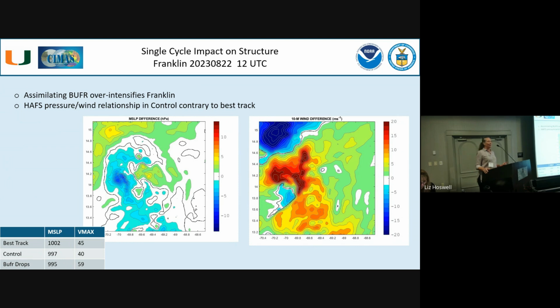So I have the MSLP and Vmax from the best track, the control, and the buffer experiment. And so you can see this over-intensification. But one thing that does pop out is the control experiment, although it has a lower MSLP than what was observed, it also has a lower wind speed. So this kind of hints that there may be something going on with the pressure-wind relationship for this case in HAFS. Next, please.